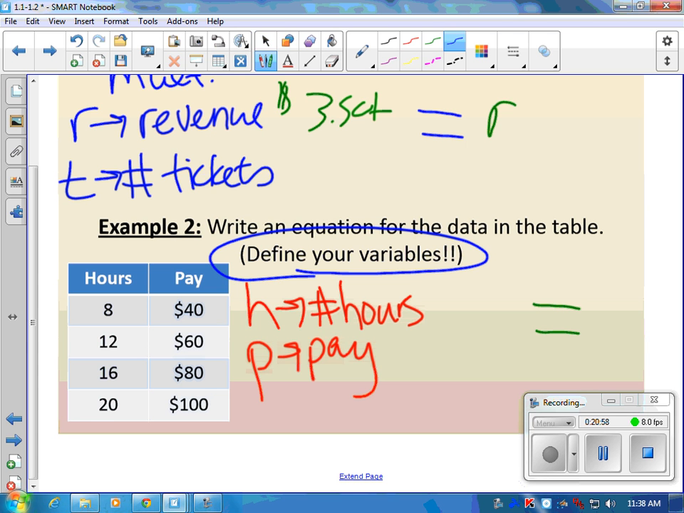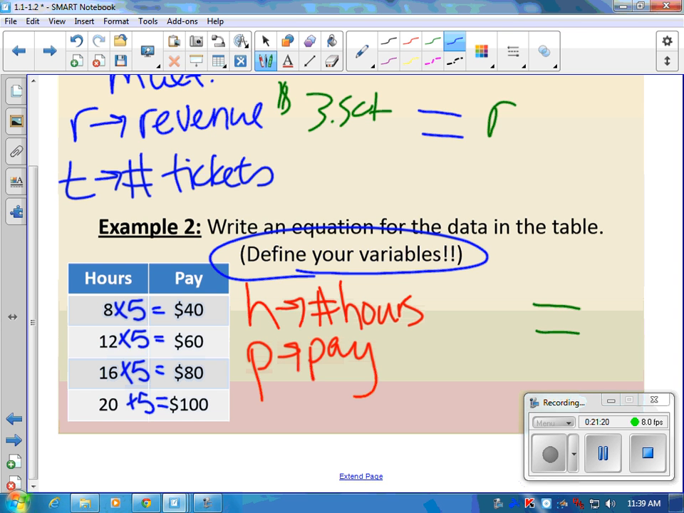What am I doing to this 8 to get to 40? Multiplying by 5. If I multiply 12 times 5, I get 60. 16 times 5 is 80. 20 times 5 is 100. So each time, that's what we said, for every hour I work, I get $5.